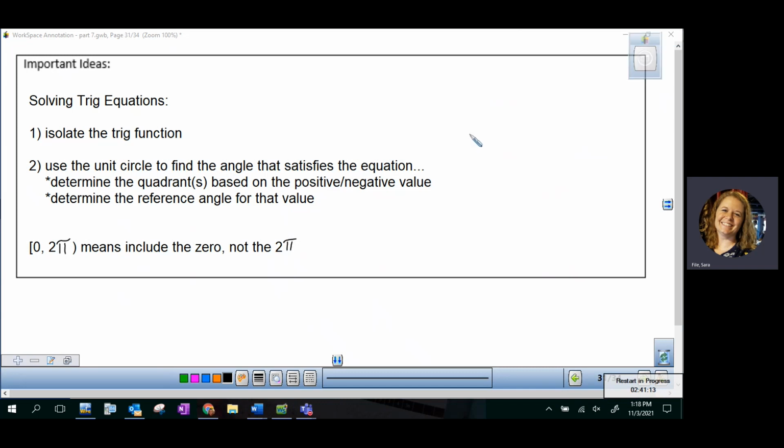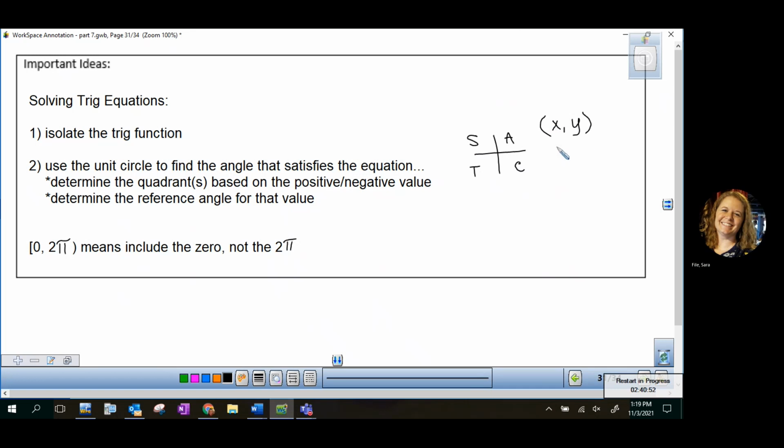Something else you may want to put in here when we're determining the quadrants. If you need this reminder, you can write it down. All students take calculus. Remember, that's what's positive in that quadrant. All the trig functions, sine, tangent, cosine. You may also want to remember or jot down that your x is cosine and your y is sine.